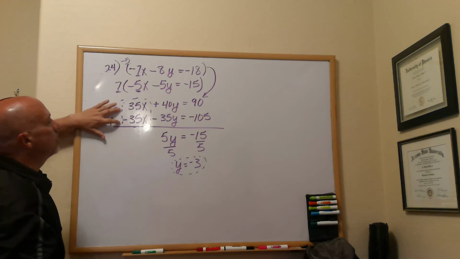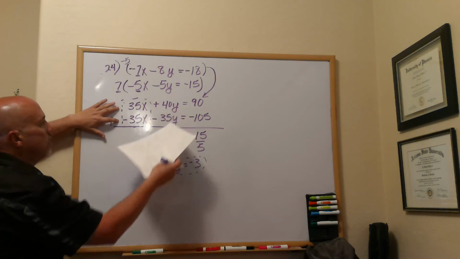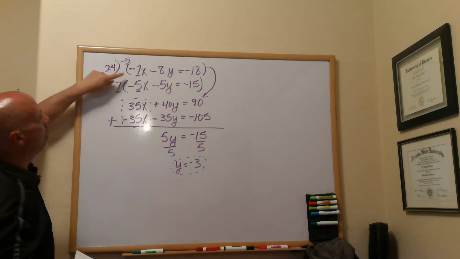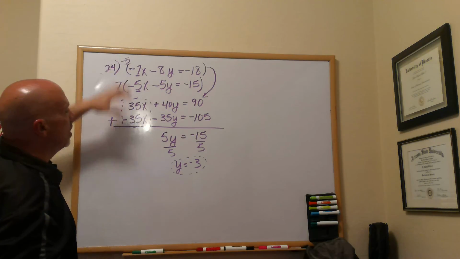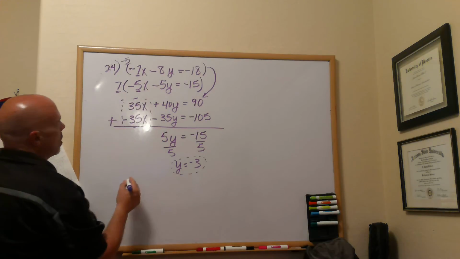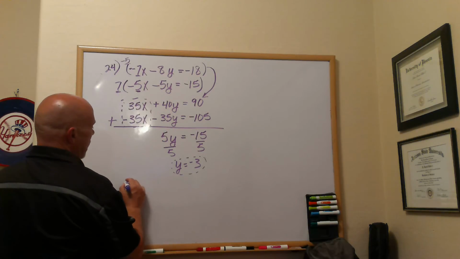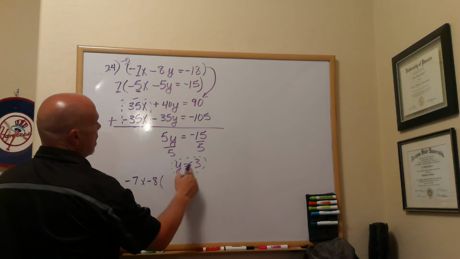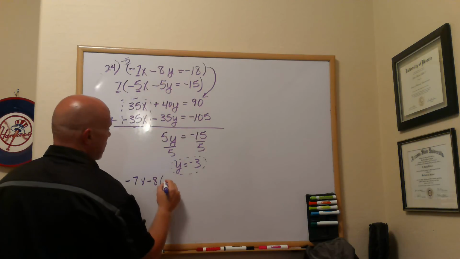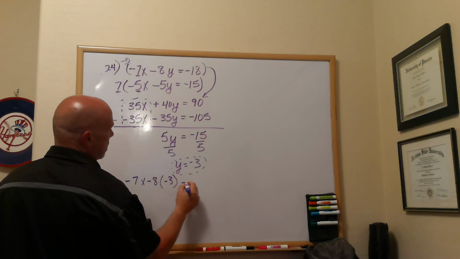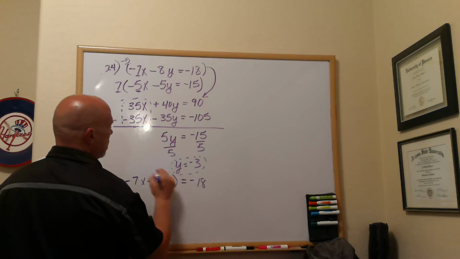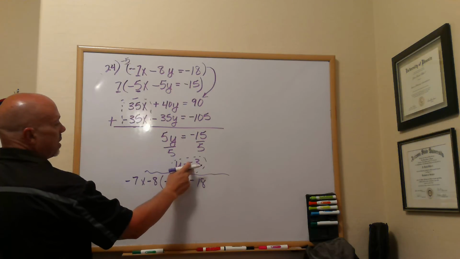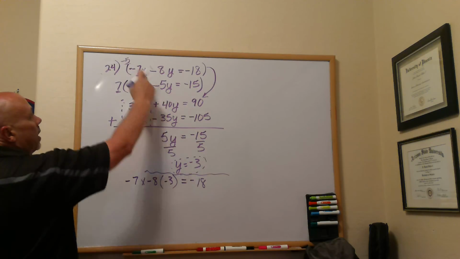So I probably wouldn't want to put my negative 3 into one of my two manipulated or altered equations. I'd probably want to go up top in one of those two where the numbers are relatively smaller. So I might as well just go on and use the top one. So I have a negative 7x minus 8 times, now y is equal to a negative 3, so I can just put that as a negative 3. That's going to give me equal 18. It just looks like we're getting a little close. I'll draw a line separating the two. Okay, so this is substituting this negative 3 in for y in the original equation.